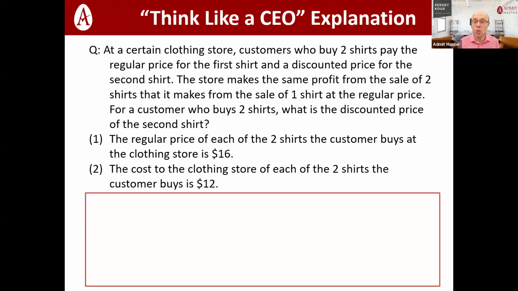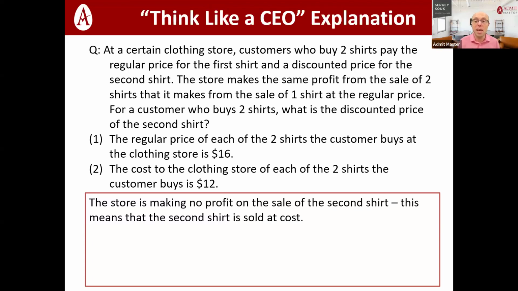That's exactly what the passage was saying. The store makes the same profit from the sale of two shirts that it makes on the sale of one shirt at the regular price. So that means the second shirt, no profit. You happy? You bought something on sale. We're happy. We actually made the same profit. You probably would have maybe not even bought one shirt, but now you definitely did buy this first shirt. We made all the profit. Second shirt, whatever, we're just going to break even.